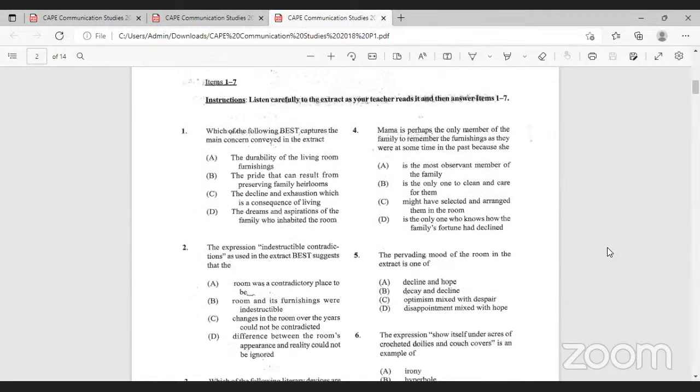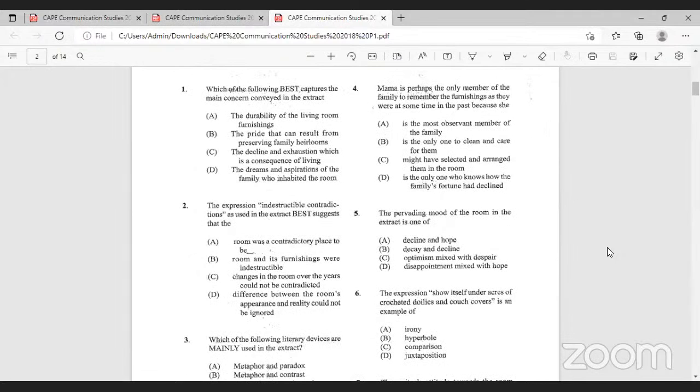Question 4. Mama is perhaps the only member of the family to remember the furnishings as they were at some point in the past because she is the most observant member of the family, A, is the only one to clean and care for them, B, might have selected and arranged them in the room, or D, is the only one who knows how the family's fortunes have declined. That's 4. What's the answer?